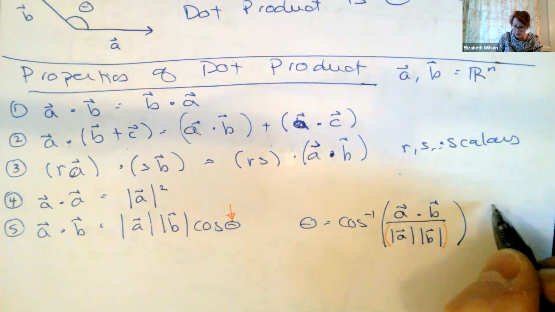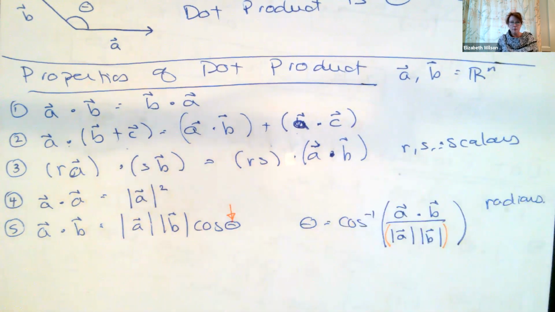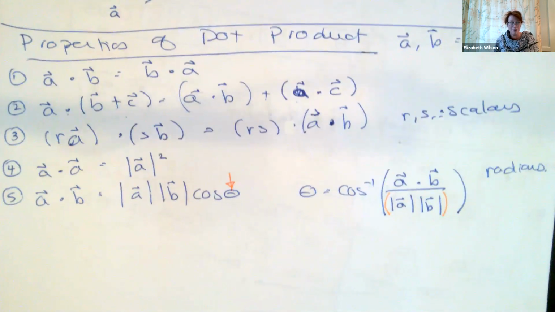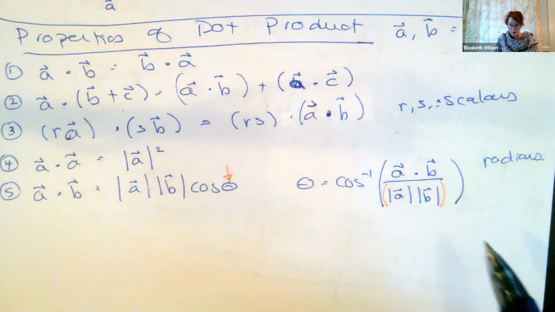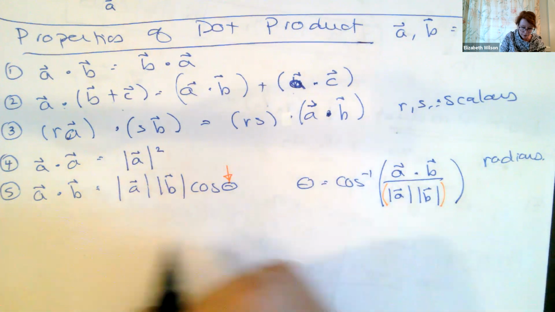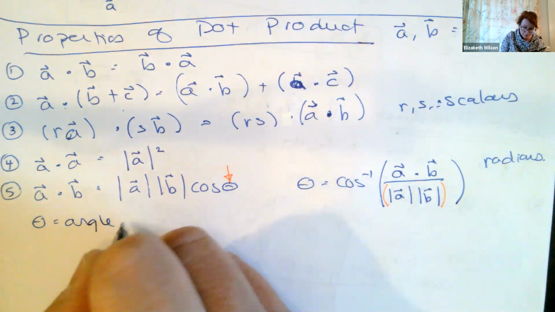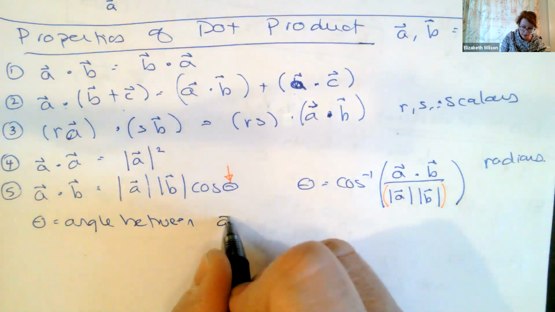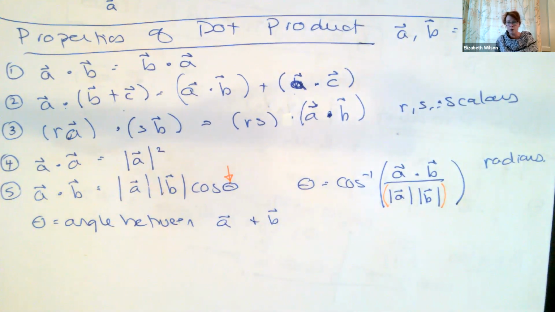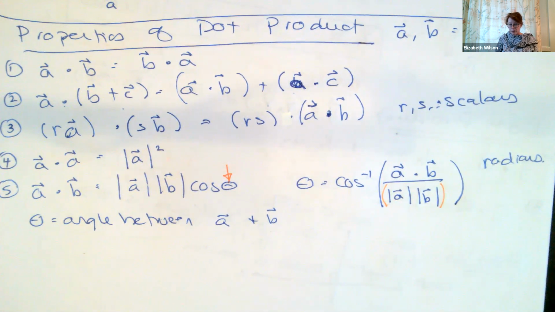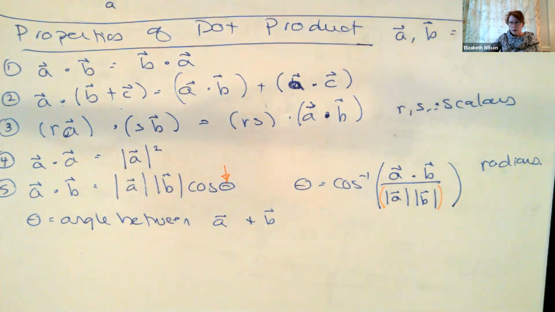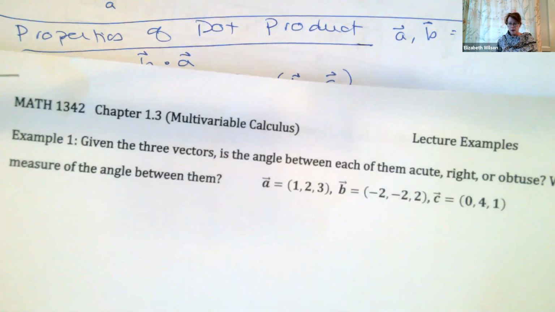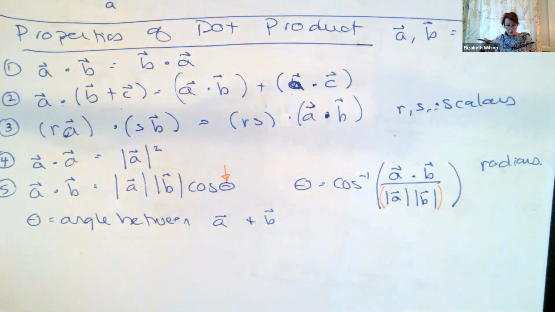Anyway, remember, we're always doing things in radians. Obviously you can get values in terms of degrees if you want to do that reality check, but in this class everything is in radians, and this will give us theta, the angle between a and b, between the two vectors. So it's an important tool. It's going to tell us not only whether it is acute, right, or obtuse, but what that angle measure is. I'll let you finish writing those properties, and then I've got my lecture examples, and we're going to start rolling through some examples here.